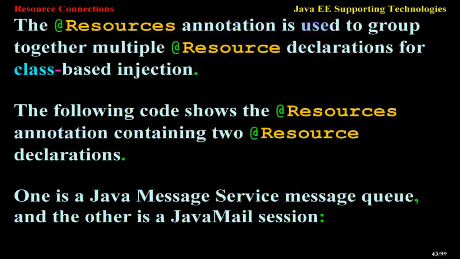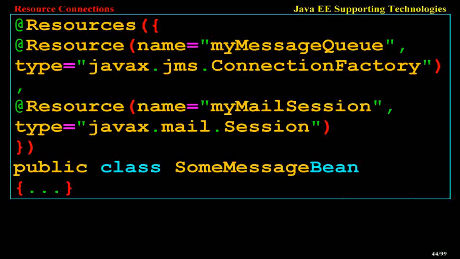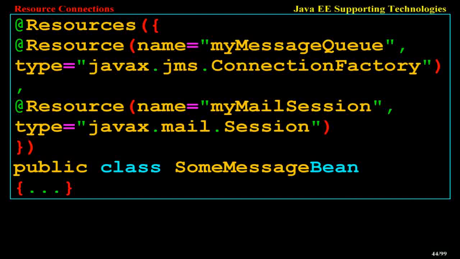The resources annotation is used to group together multiple resource declarations for class-based injection. The following code shows the resources annotation containing two resource declarations. One is a Java Message Service message queue, and the other is a JavaMail session. @Resources({@Resource(name="myMessageQ", type=javax.jms.ConnectionFactory), @Resource(name="myMailSession", type=javax.mail.Session)}) public class SomeMessageBean.